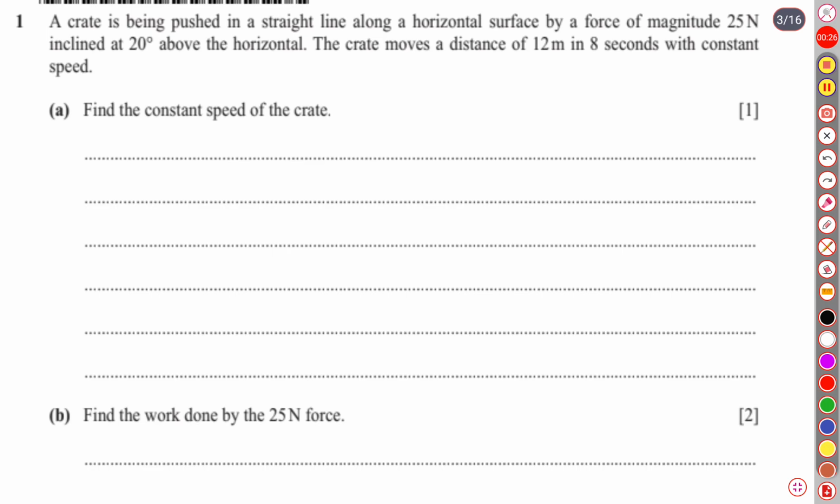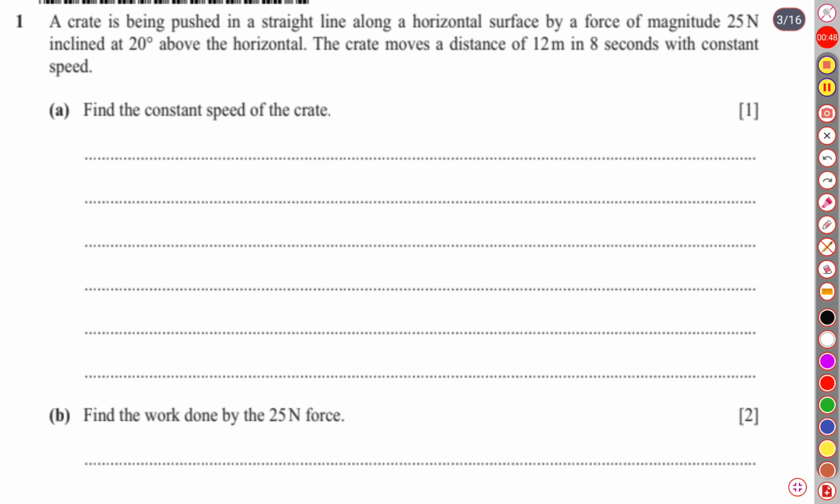A crate is being pushed in a straight line along a horizontal surface by a force of magnitude 25 Newton inclined at 20 degree above the horizontal. The crate moves a distance of 12 meter in 8 seconds with constant speed. Find the constant speed of the crate.